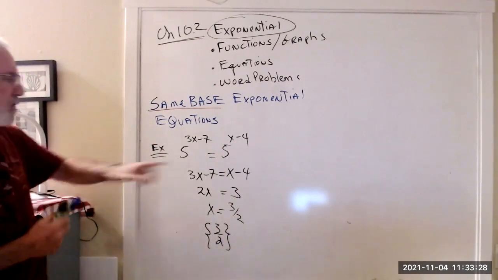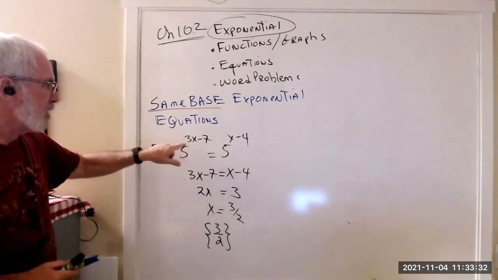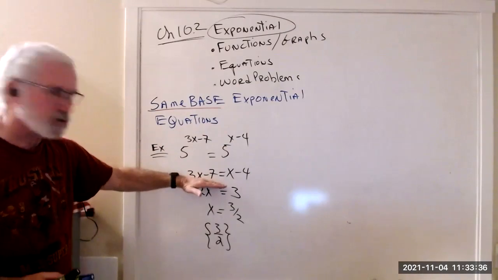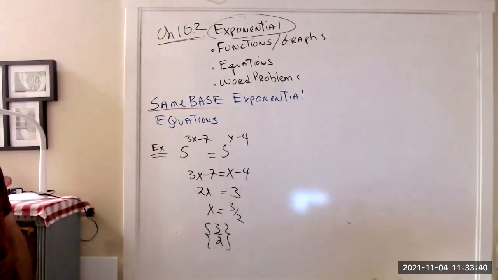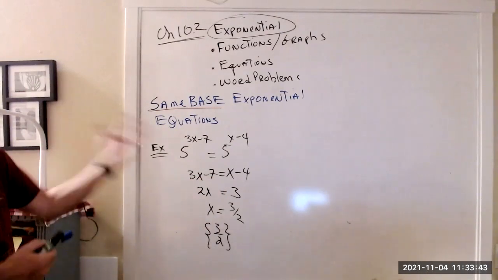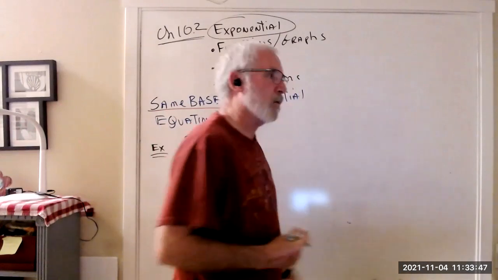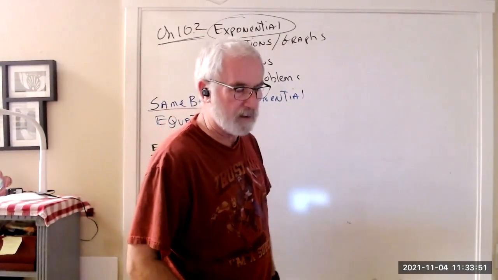If the bases are the same, then the powers have to be the same. So you can drop the bases and just work only with the powers. That's the whole crux of this idea. Well, the question then becomes, what's Foster going to do to really screw us up?